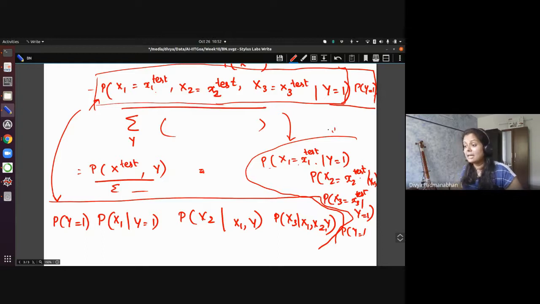Rather than a vanilla application of the chain rule, where you have so many parameters, and each of these parameters requires at least 10 times the amount of data. For each parameter you need at least 10 data points. So then it becomes hard to estimate.